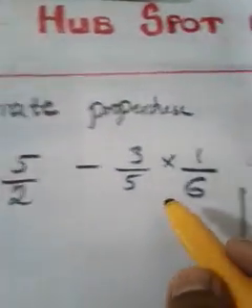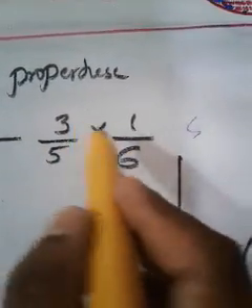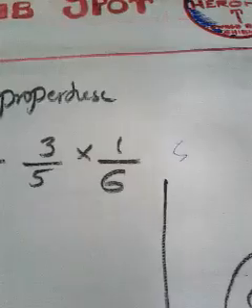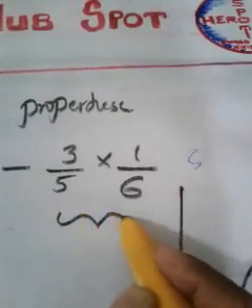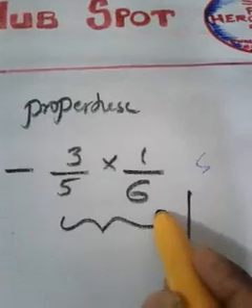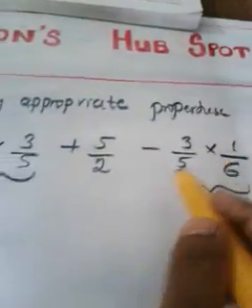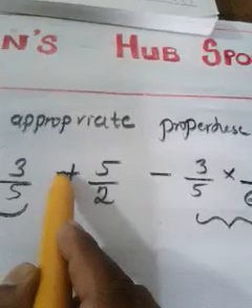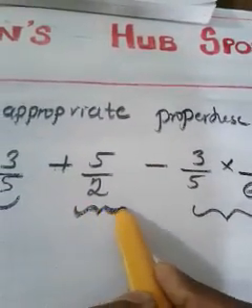And here you just see, here also the operation is multiplication. So this term also, that means 3 by 5 into 1 by 6, you can count as another single term. You cannot separate it as 2 terms because the operation is multiplication. But here you just see, here the operation is plus, here the operation is minus. That means this is a separate term, 5 by 2.